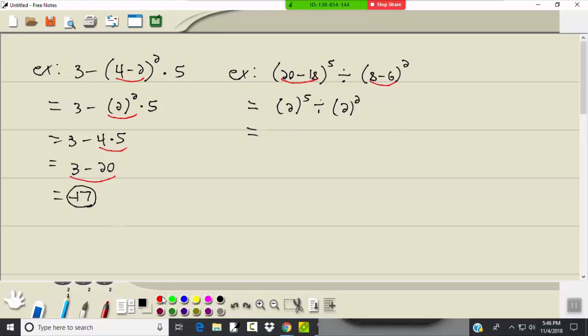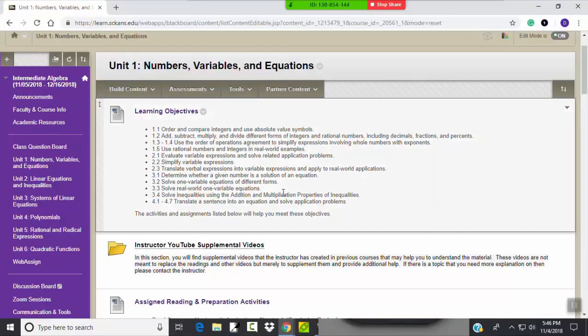Please excuse exponents. 2 to the 5th. That's going to give us 32. 2 times 2 times 2 times 2 times 2. Divided by 2 squared. I'm still doing the exponents. Here's 2 squared, which gives us 4. And then, please excuse my dear. Multiplication, division, as I encounter either one from left to right. Here's 32 divided by 4 gives us 8. And that'd be your answer. Now that's our order of operations.